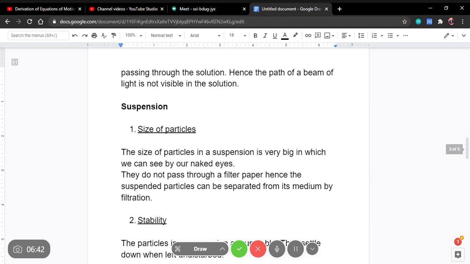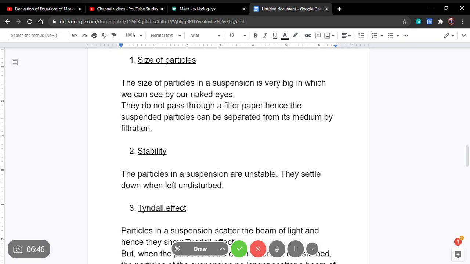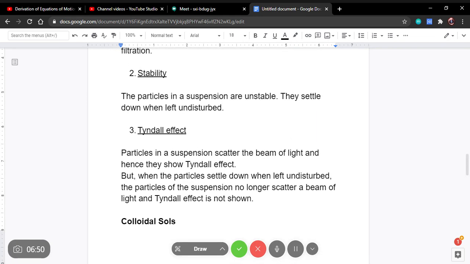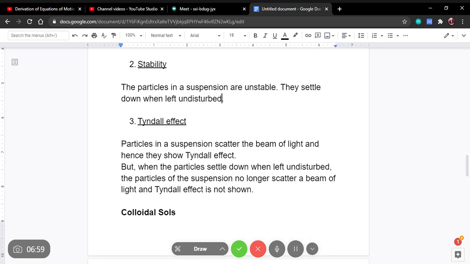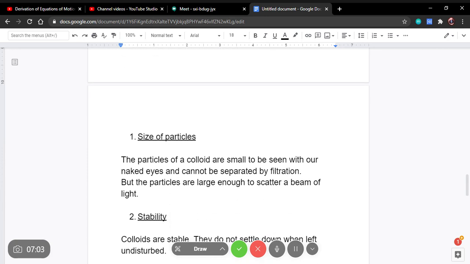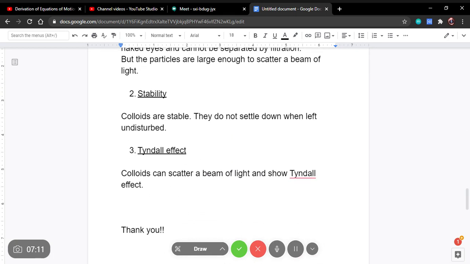So we have now seen suspensions and colloids. In a suspension, the particles are very big, they are unstable, and they show the Tyndall effect only for a short time. After they settle down, they no longer show the Tyndall effect. In a colloidal solution, the particles are too small to be seen with our naked eyes, but they are large enough to scatter a beam of light. They are stable, and they scatter a beam of light.